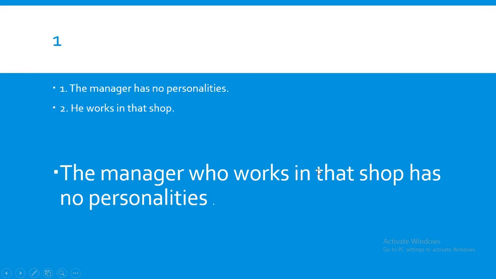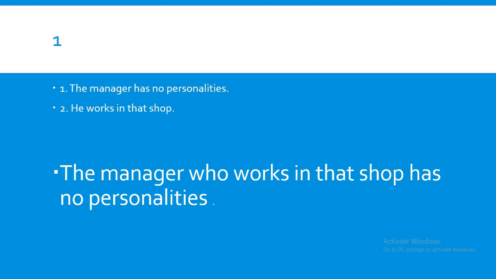Let's take now: the manager who works in that shop has no personalities. If we talk about this, there are two sentences. The manager has no personalities. This is the main sentence. But I want to describe more about this manager, because relative clause means, as I told you earlier, we elaborate or we give more explanation to a noun. In this sentence, there are two nouns. One is the manager, the other one is the personalities. So now in this sentence, I'm going to describe more about the manager.